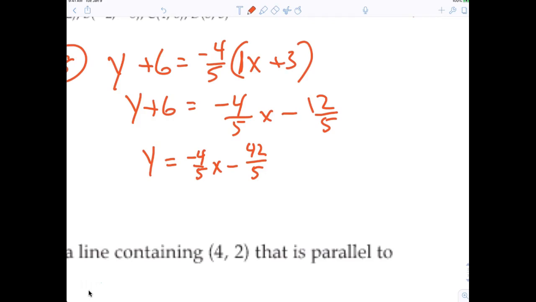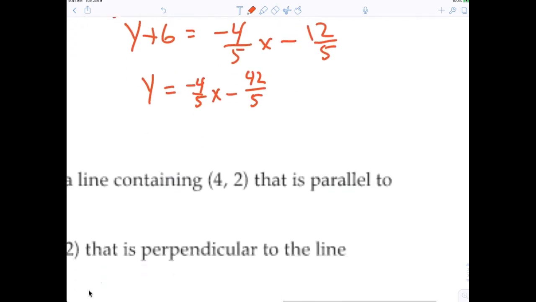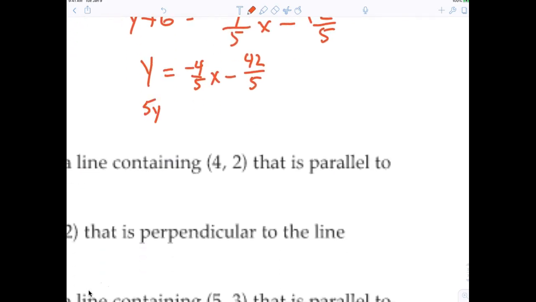All right, now we're going to standard form. Are you allowed to have fractions? No. So I should just multiply everything through by what first? 5. Good. Okay, now we're talking. So now 5y equals negative 4x minus 42. Anybody have any questions with that?